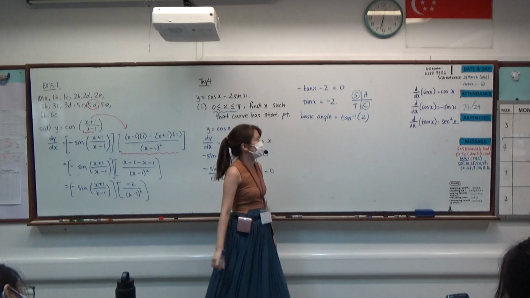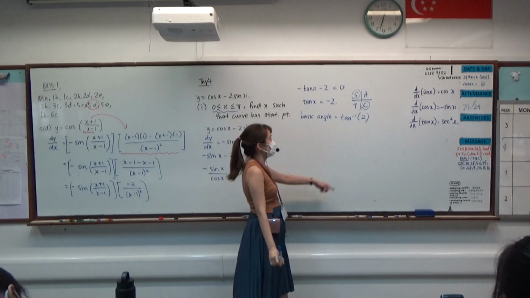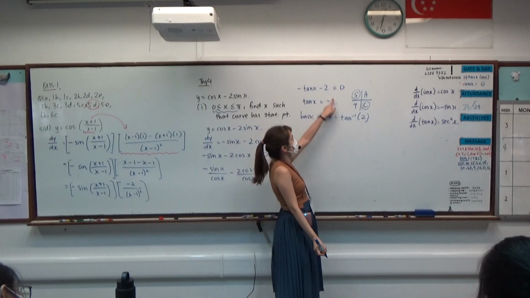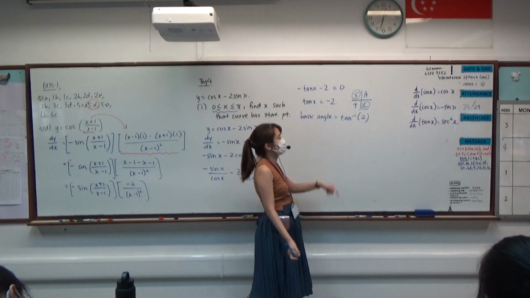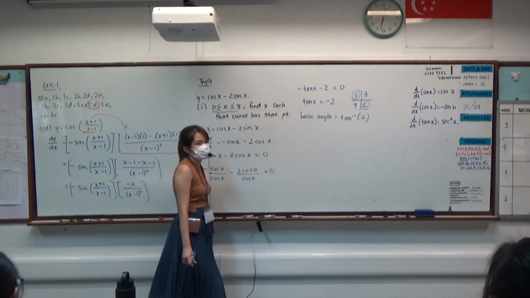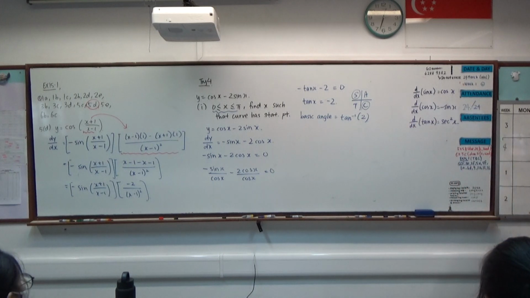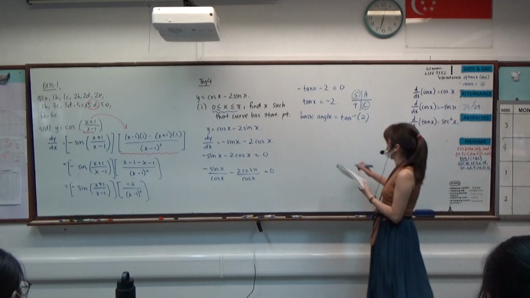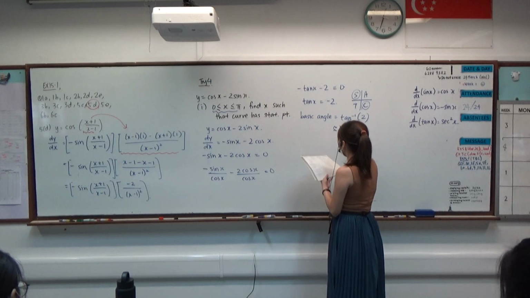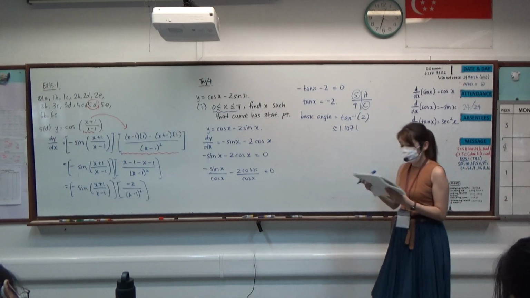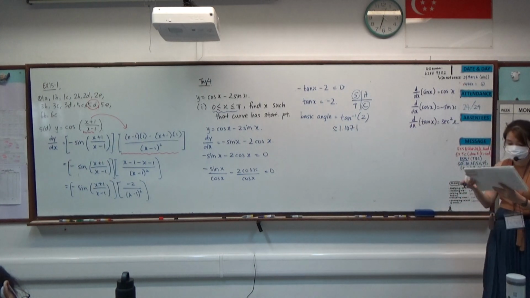The basic angle is found by taking the inverse of the positive value of negative 2. So you must take tangent inverse of 2. Then key that into your calculator, and we would get 1.1071. This is in radians.